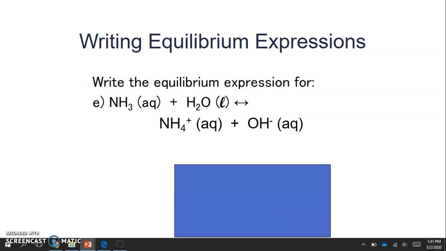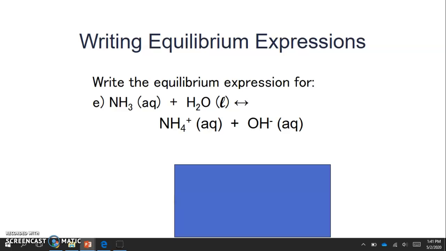Okay, so let's take a look at this one. We've got ammonia in aqueous solution, water is a liquid, NH4 plus in aqueous, and a hydroxide anion aqueous as well. So we've got a liquid here, so we don't have to include the water, right? Because water is a liquid, it's a pure liquid, it's a constant, you don't have to include it.